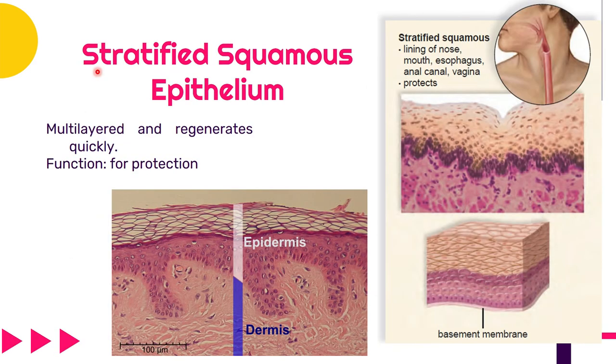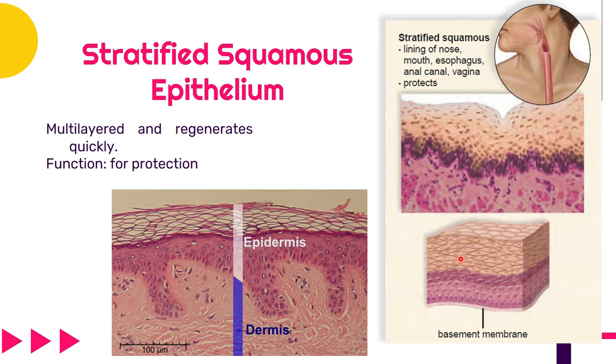Okay? Now, let us go to stratified squamous epithelium. From the name itself, stratified squamous, this epithelial tissue or epithelium is made up of several layers of squamous cells. Okay, so that is multi-layered. As you can see here, it is a squamous cell with a lot of layers.